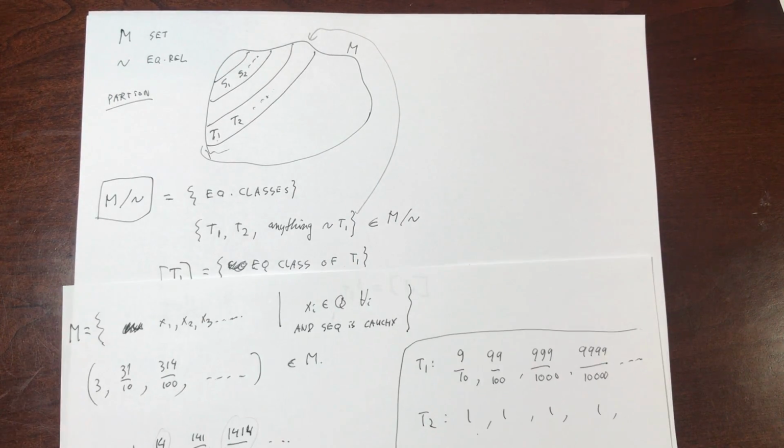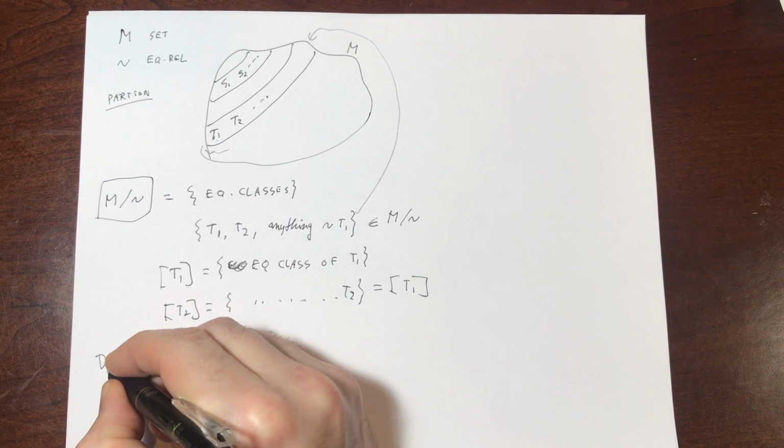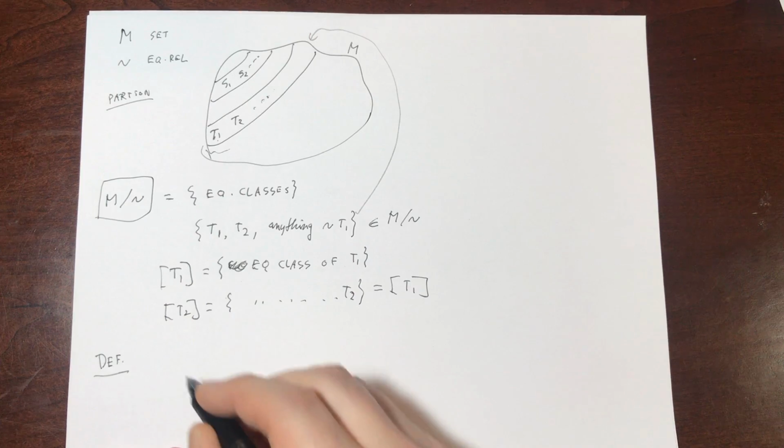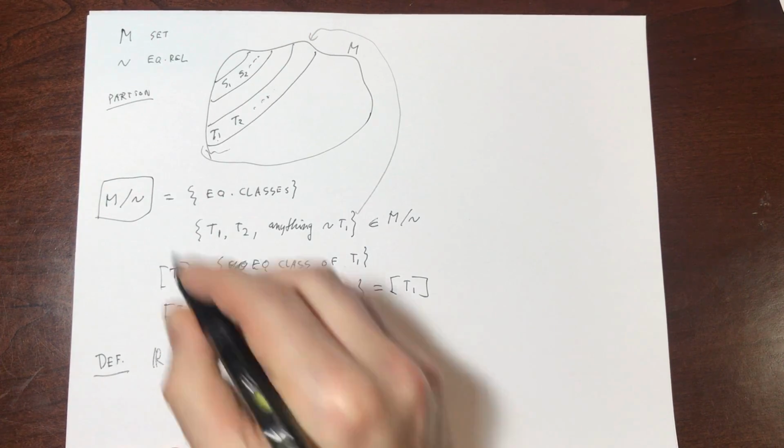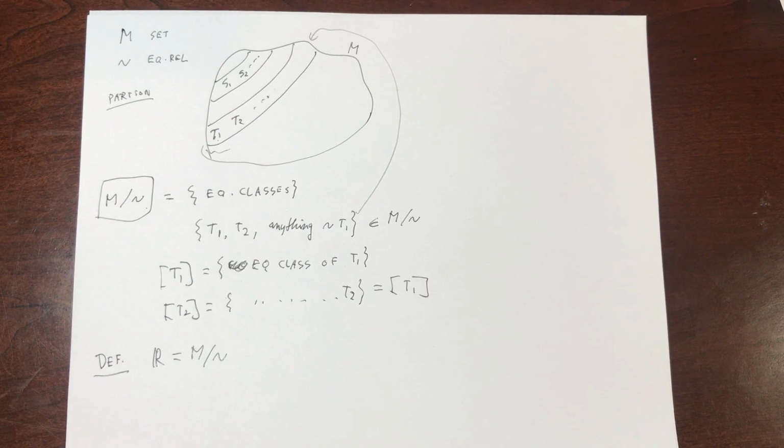Now that we have this object, you might wonder, okay, I still don't see any real numbers in here. Actually, we're getting really close. So the definition now is as follows. The set of real numbers is this set right here.